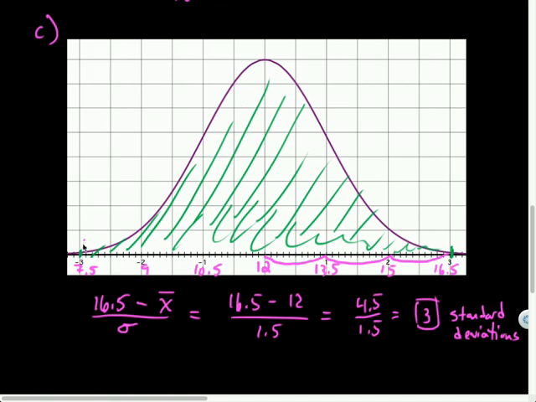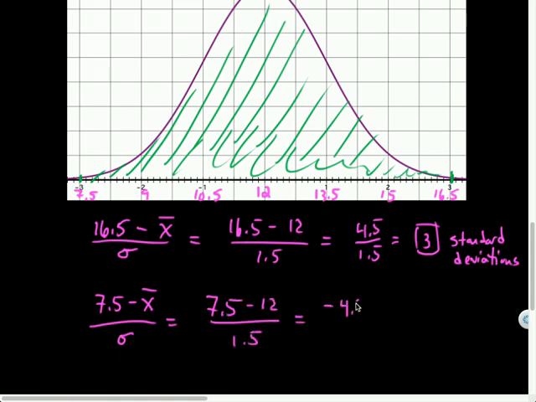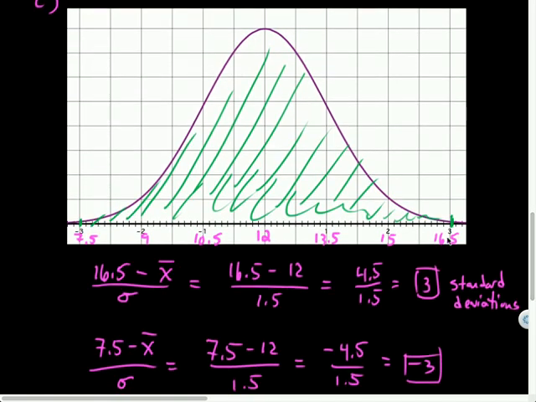And then the same thing is true for 7.5. I could have done 7.5 minus x bar over sigma and gotten 7.5 minus 12 over 1.5, and I would have gotten negative 4.5 over 1.5. And I would have realized that that's 3 standard deviations below the mean. All right? So I'm talking about the same amount above and below since it's an about the mean situation.